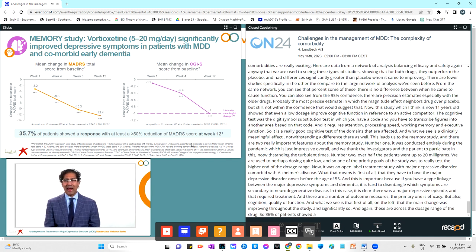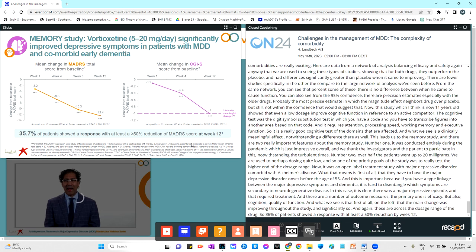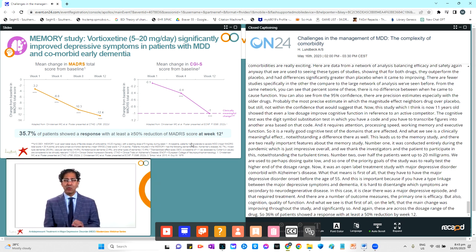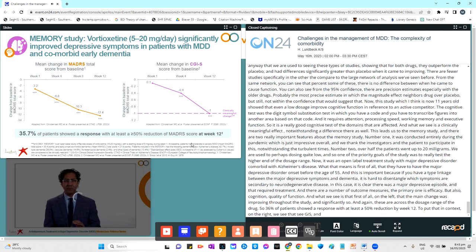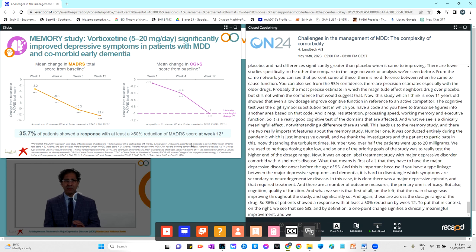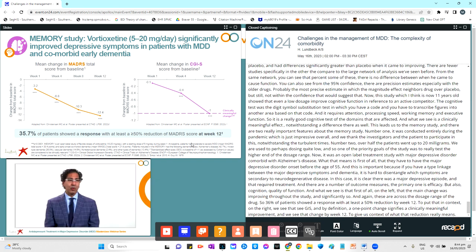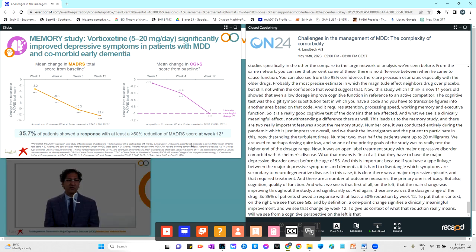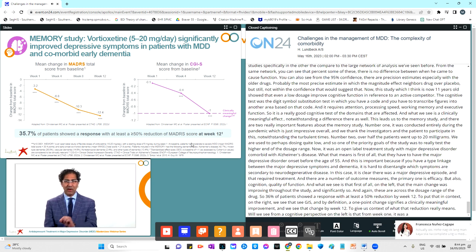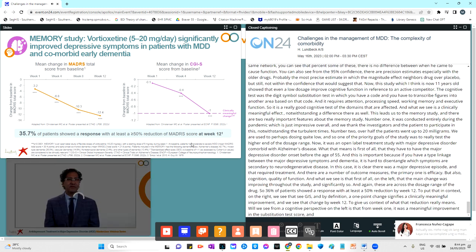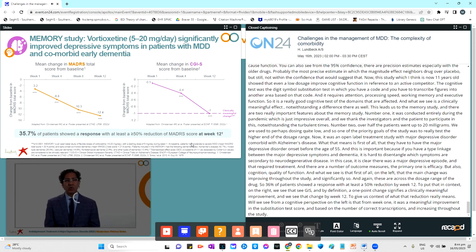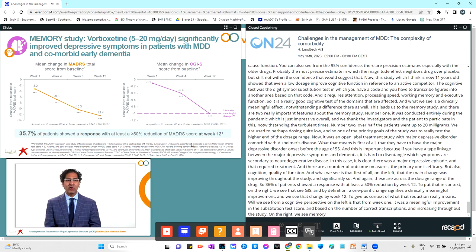We see the CGI-S, by definition, a 1-point clinically meaningful improvement. There was a meaningful improvement in the digit symbol substitution, the number of correct transcriptions, increasing throughout the study, with the memory data with the RAVLT auditory learning test showing that both short and delayed recall improved.